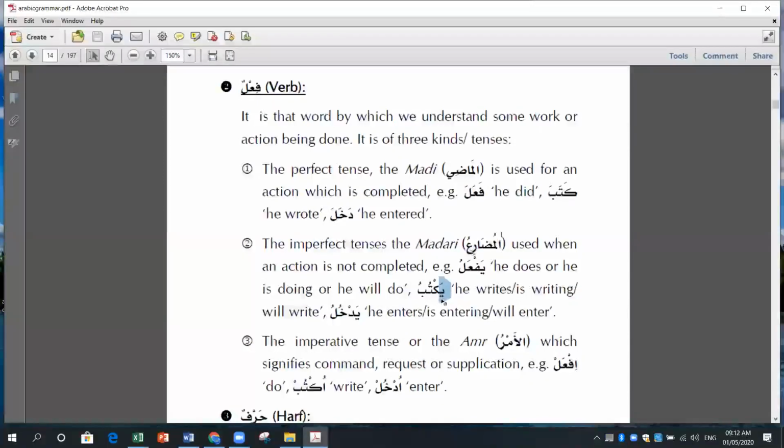When ya is added. Same way, dakhala. What is the root word? Dal, kha, and lam. Now this is the same, but it is yadkhulu. This ya is extra, right? So this is not a part of the root word. So this is extra. It is added to make it mudare.